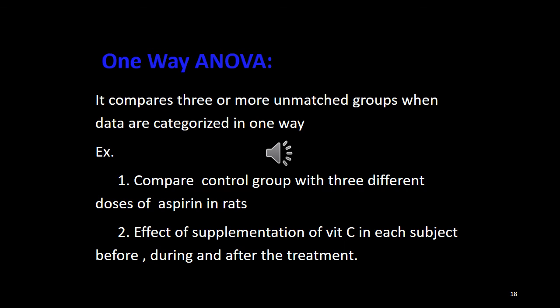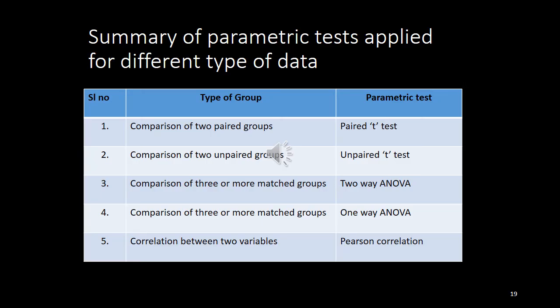One-way ANOVA compares three or more unmatched groups when data are categorized in one way. Examples are: comparing a control group with 3 different doses of aspirin in rats, or the effects of supplementation of vitamin C in each subject before, during and after the treatment.